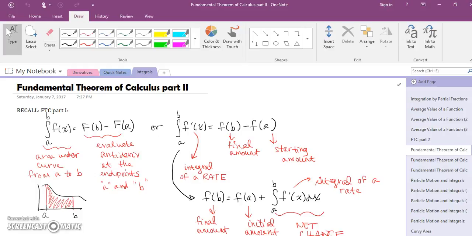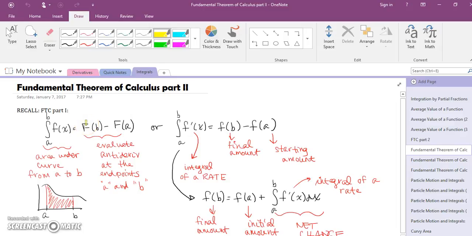Hi everybody, today you're going to learn about the second fundamental theorem of calculus, or FTC part 2. So go to your notes in the next spot and you're going to want to write down everything here. Now before we talk about FTC part 2, let's do a quick recap of FTC part 1.